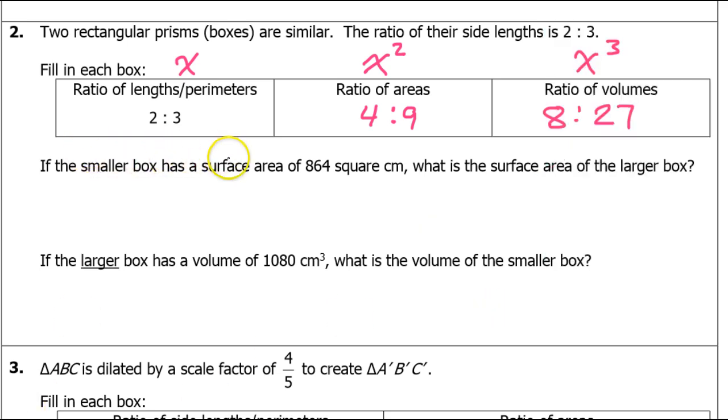If the smaller box has a surface area of 864 square centimeters, what is the surface area of the larger box? Okay, well, we have a smaller box and we have a larger box. So, you know how we always go new over old equals new over old? We're going to do the same thing, but instead of calling it new and old, we might as well call it small and large. So I'm going to say small over large is equal to small over large.